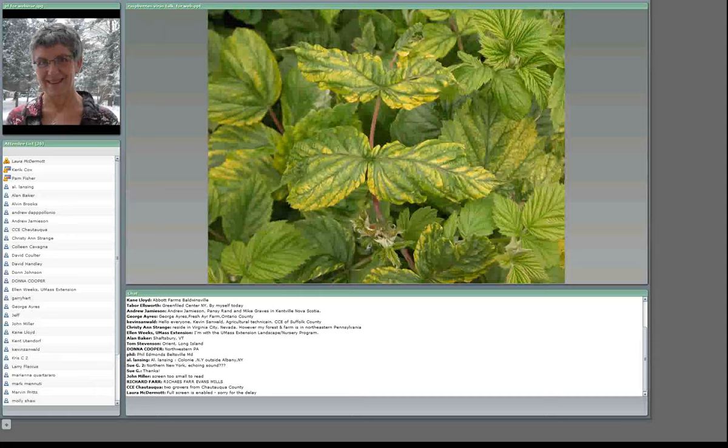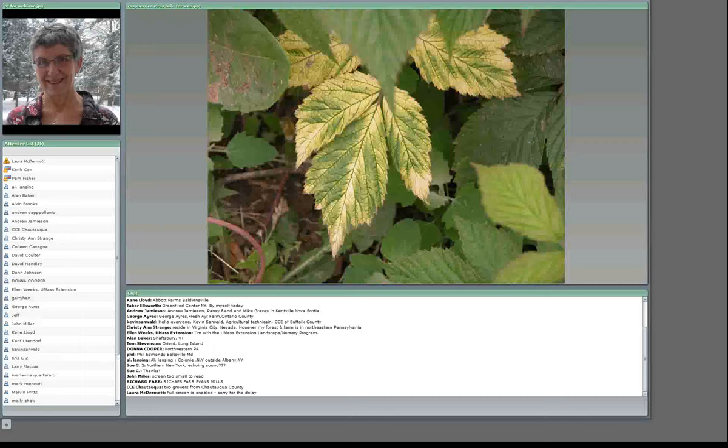For years, I misdiagnosed this as herbicide damage. It does look quite a lot like herbicide injury. This is another picture of raspberry bushy dwarf on the variety Qualicum. This irregular bleaching is less consistent with herbicide injury.